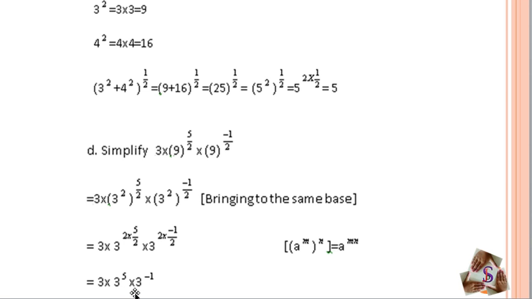So it's 3 into 3 to the power of 5 into 3 to the power of minus 1. So 3 to the power of 1 plus 5 minus 1. So that's equal to, by applying the multiplication law, 3 to the power of 5.